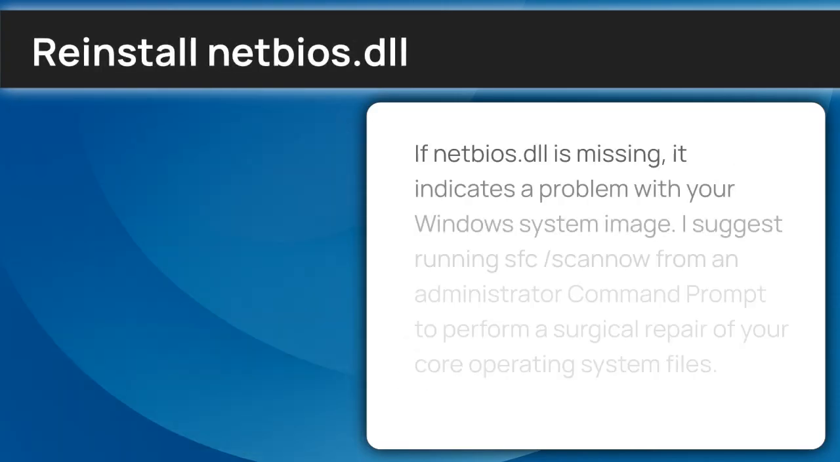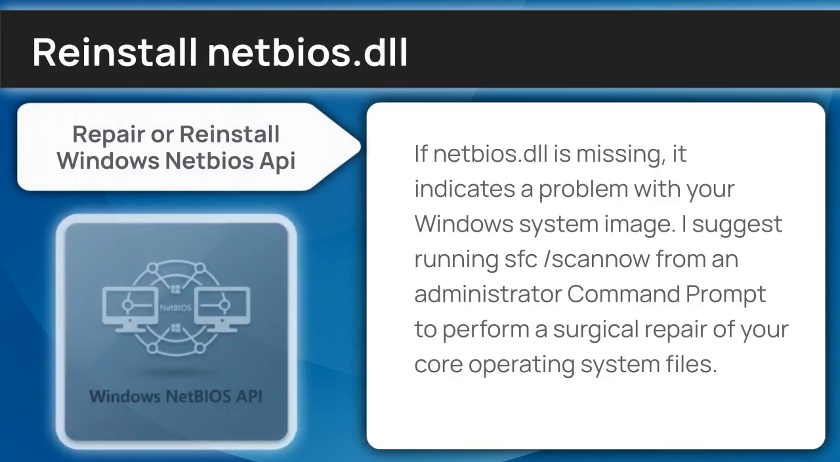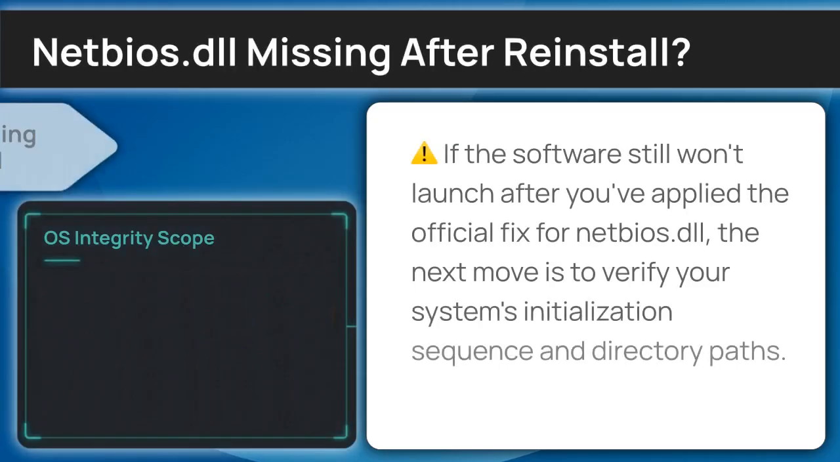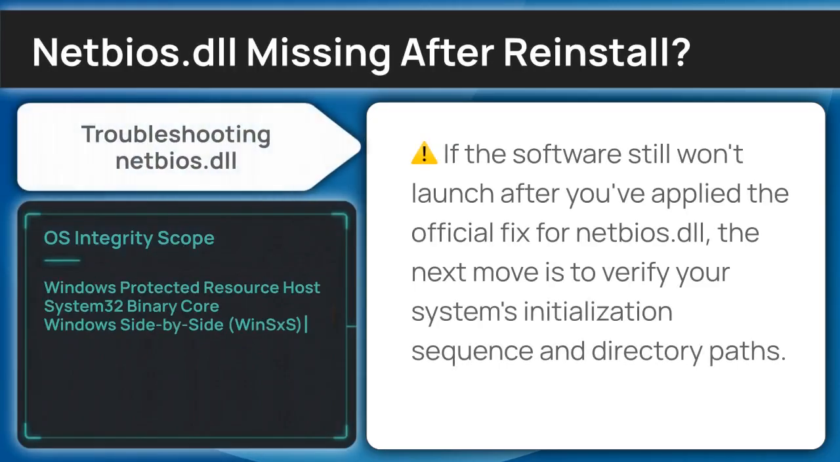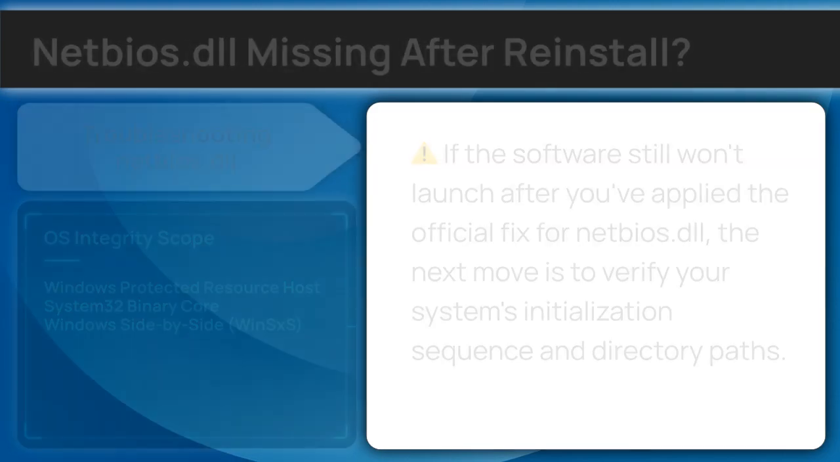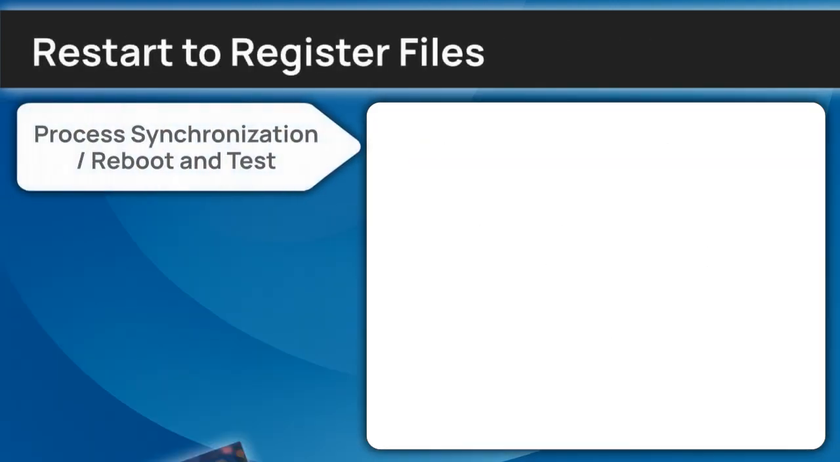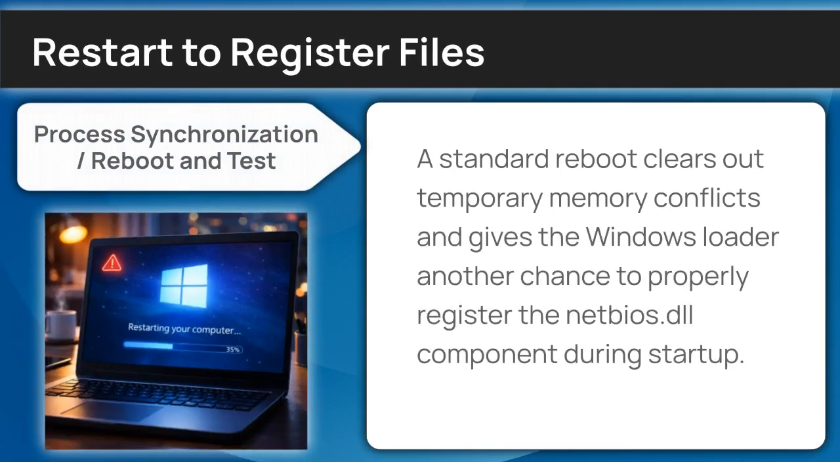If NetBIOS Library DLL is missing, it indicates a problem with your Windows system image. I suggest running sfc /scannow from an administrator command prompt to perform a surgical repair of your core operating system files. When a standard software refresh isn't enough, we need to bypass the automated installers and look at manual system state resets. A quick system restart is a practical way to ensure that all shared libraries, including NetBIOS library, are being loaded correctly into the current session's memory.